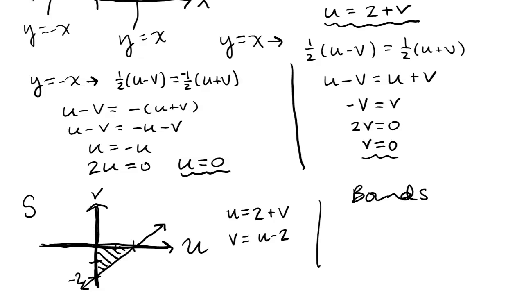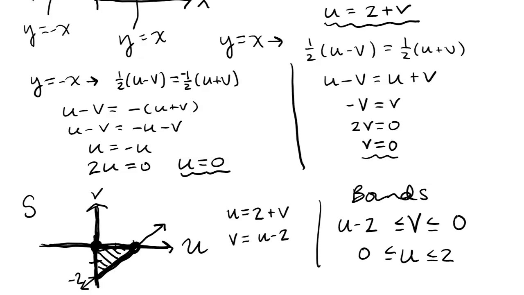So we might look at this as like a vertical region. So we might look at V bounds first, where V goes from this bottom line to this top axis. So that bottom line is the U minus 2 line, and then the top axis is V equals 0. And then we're looking at what are the bounds for U. So U goes from 0 all the way over to this intercept, which is at 2. So U goes from 0 to 2.